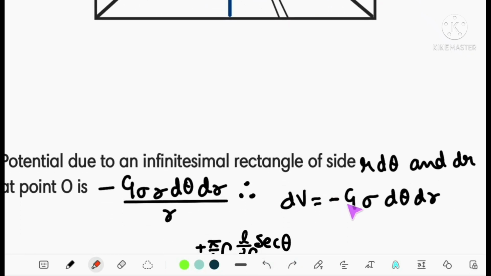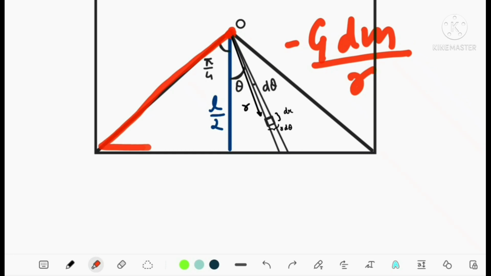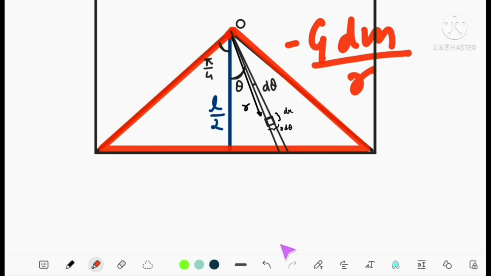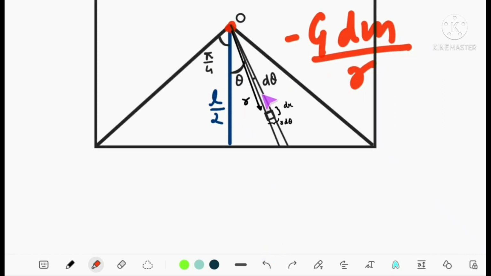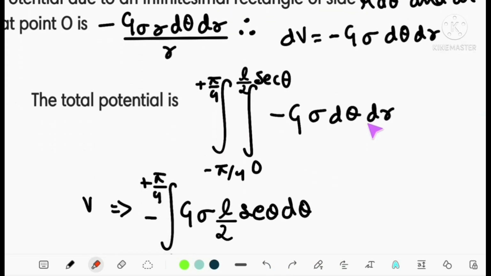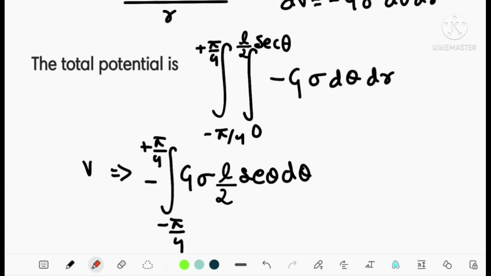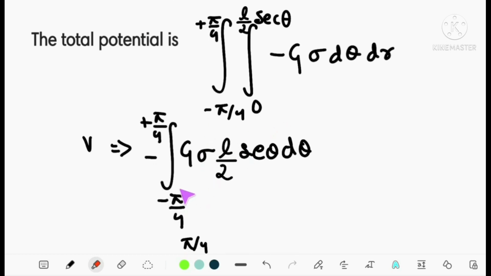Now this V is a function of theta and r, so we'll use double integration to find the potential of this triangle. We'll integrate theta from minus pi by 4 to plus pi by 4 and r from 0 to L by 2 secant theta. On integrating, first we'll integrate with respect to dr, keeping the d theta term constant, and then we'll integrate with respect to d theta. The limits of theta will be from minus pi by 4 to plus pi by 4.